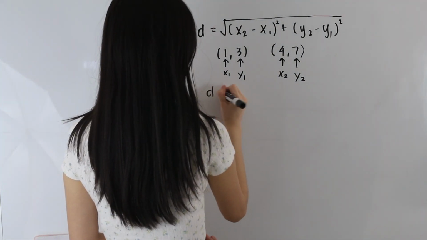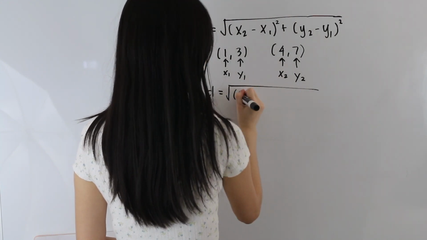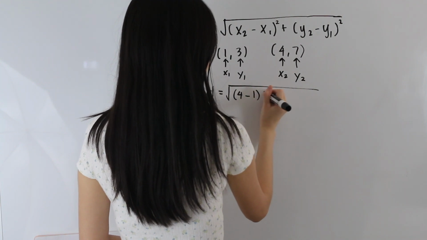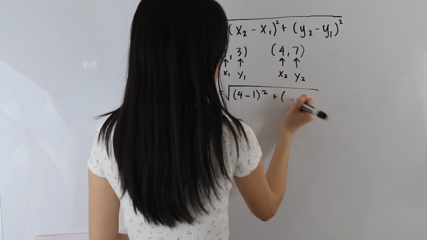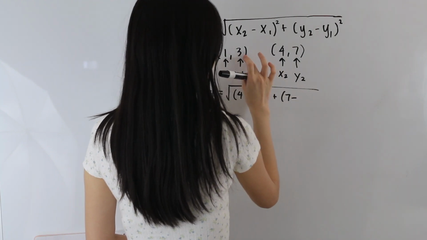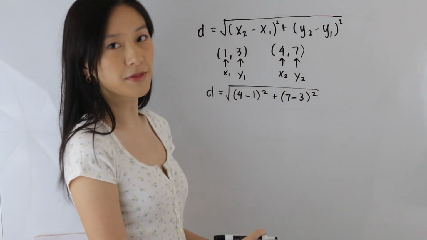So we have the distance is equal to the square root of x2, which is just 4, minus x1, which is 1, square that, plus y2, which is just 7, minus y1, which is 3, and square that. And then let's go ahead and simplify this.